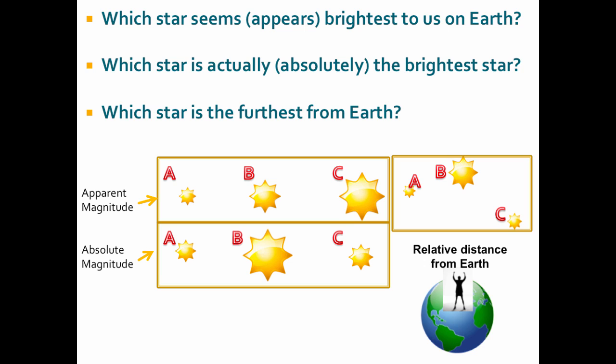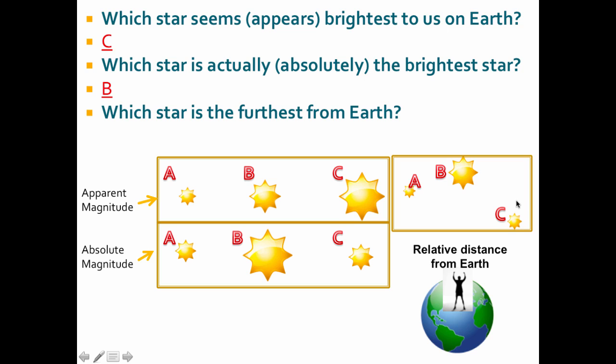So let's look at this first one. Which star appears brightest from Earth? Would you say it is A, B, or C? Now, from Earth, well, you would say C, because it is the biggest, so therefore it's going to give off the most light and be the brightest. On the second one, which star actually is the brightest? Which one is absolutely the brightest? Well, the answer is B, because it's the biggest.